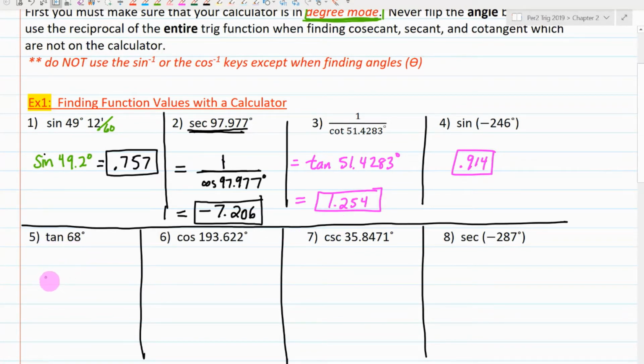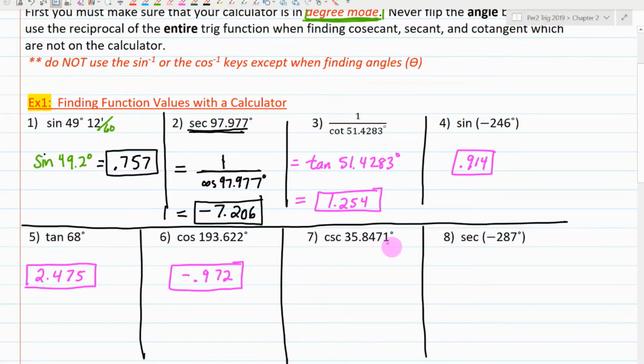For tangent of 68, you can just put that in exactly like it is. Cosine, you can put that in exactly like you read it, and you get 0.972. For sine and cosine, your answer will never be bigger than 1. Sine and cosine, you're never going to get an answer bigger than 1.